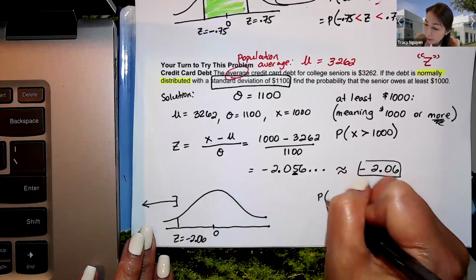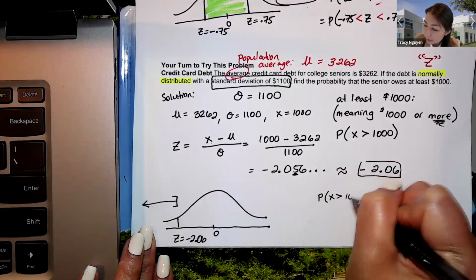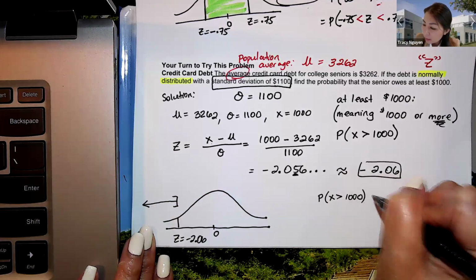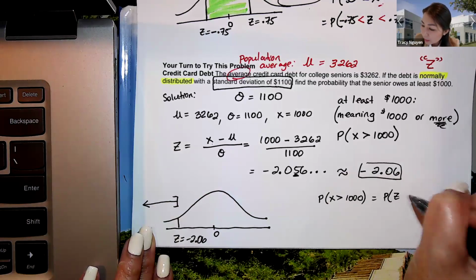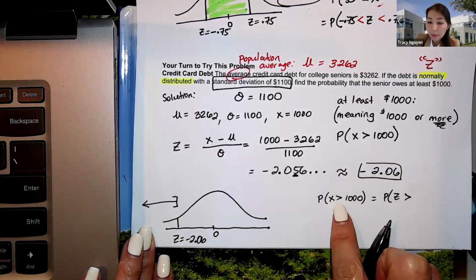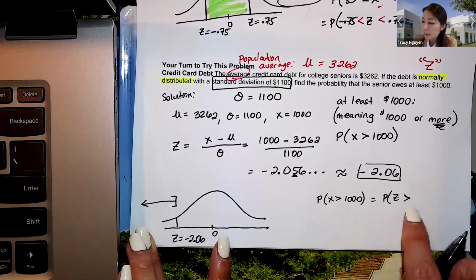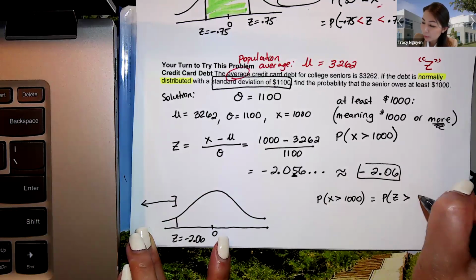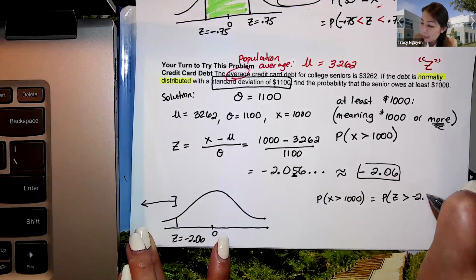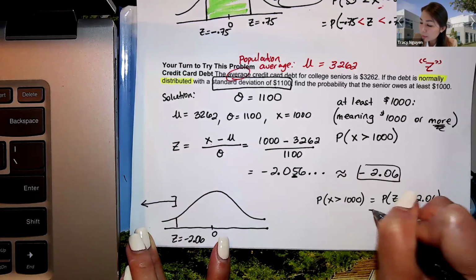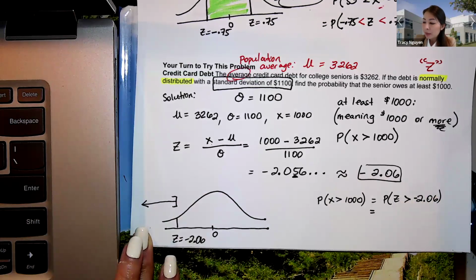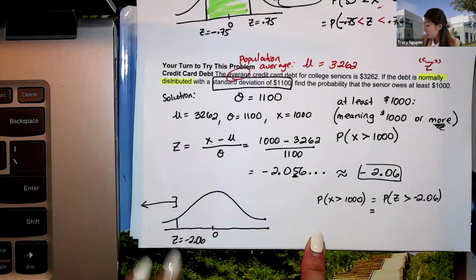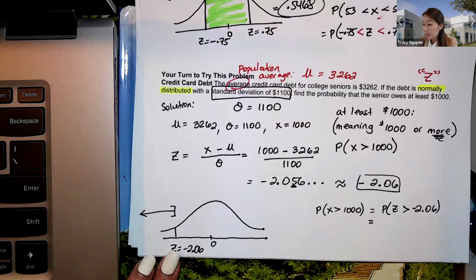So here we have the probability of x is greater than 1,000. We translate it to z is greater than. We have the greater than inequality here, then in z, we also use the same inequality. Greater than negative 2.06. Let's find out. So we go to our negative z table.